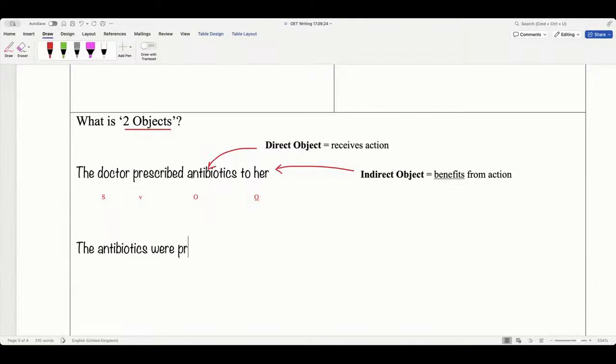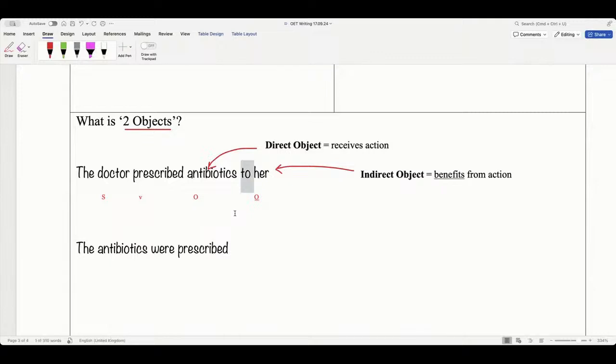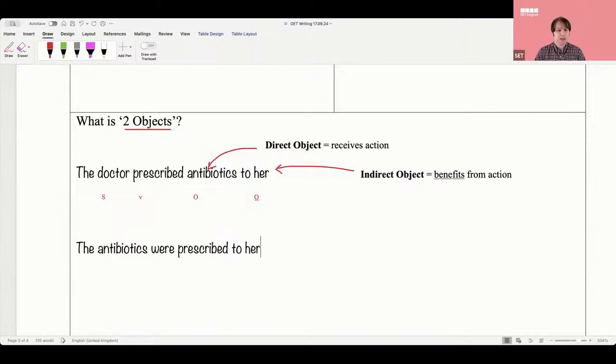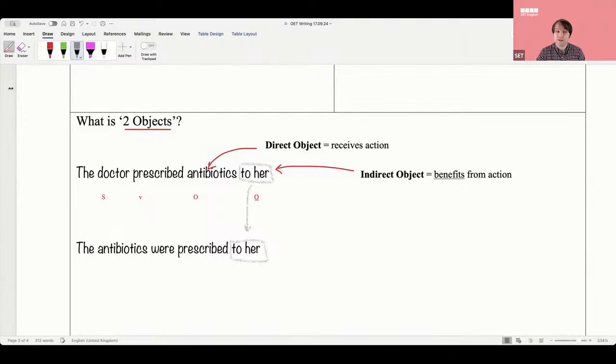Is it to her or for her? Usually it would be to, okay? To her. Is this correct, guys? Yes. It is correct. What happens to the indirect object? Did I move it? No. Guys, it stays in the same place. So remember that it just stays in the same place.